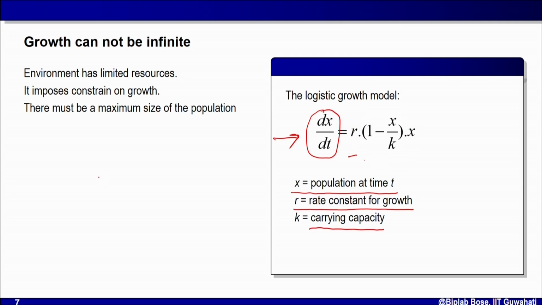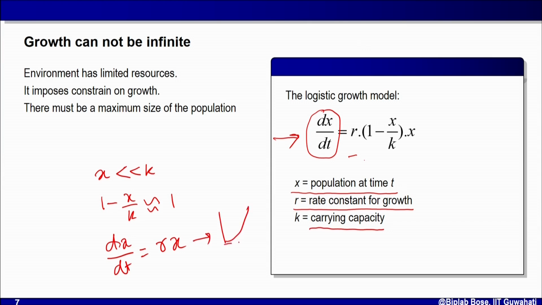Initially, when x is much smaller than k, that means the population size is much smaller than k, then 1 minus x by k is almost equivalent to 1. So then my rate equation will become dx/dt equal to r into x, just like my previous equation. So this will give me exponential growth.